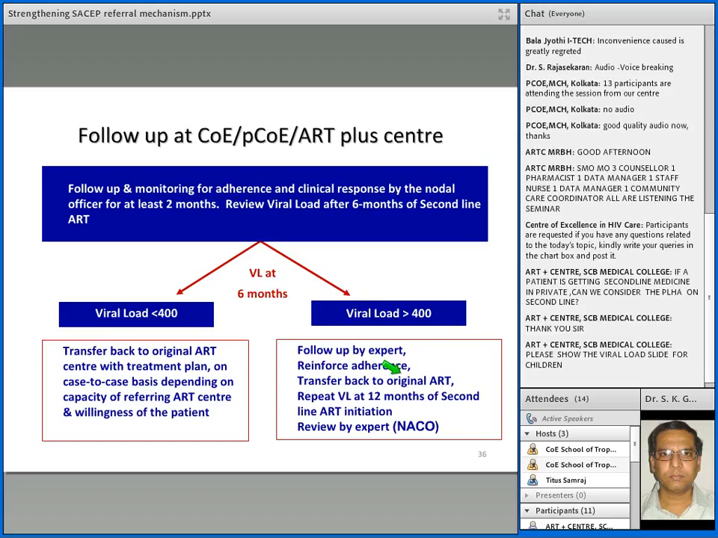And once again, for such patients the viral load test has to be repeated at 12 months of second line antiretroviral therapy, and if it is still undetectable, then the case has to be referred to the National AIDS Clinical Expert Panel, NACEP, at NACO, so they will be doing it.